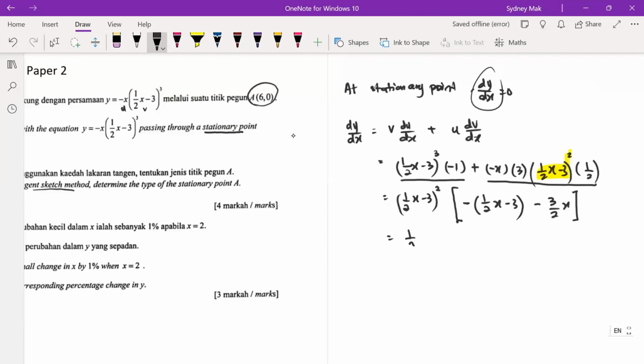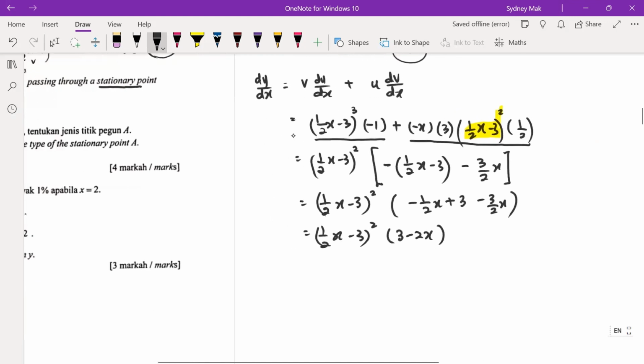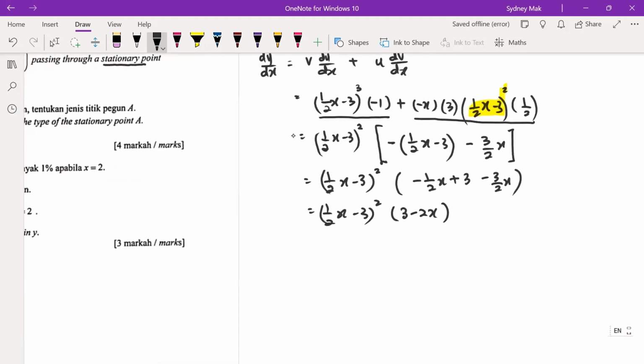So let's combine it. We have negative 1/2 x plus 3, and then minus 3/2 x. Negative 1/2 minus 3/2 gives negative 4/2, so negative 2x, so 3 minus 2x. So this is our dy/dx. By right, we use dy/dx equals 0 to get the stationary point, but since we already have (6, 0), we need to test this point by using the graph sketching method.